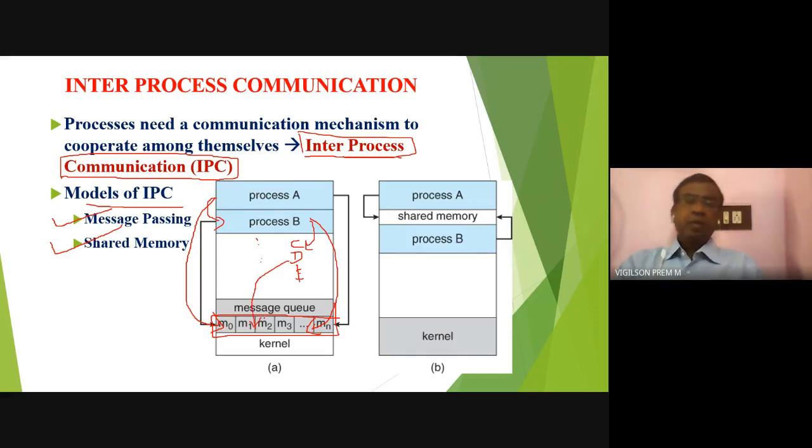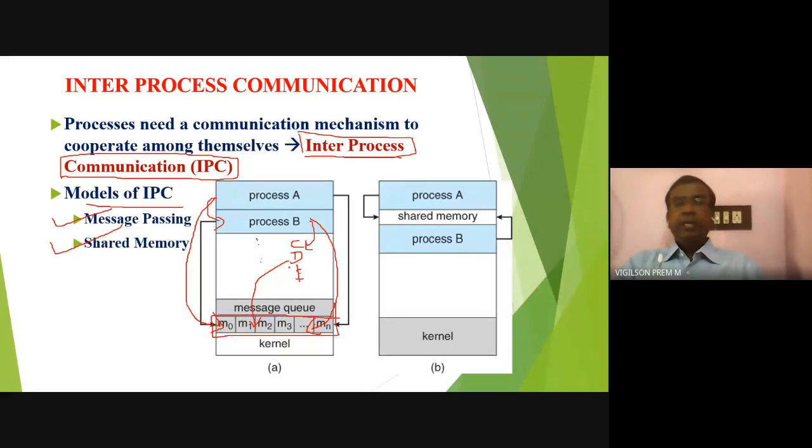So whenever a process wants to communicate with another process, it will convey the contents through messages. That message will be placed in the message queue. That we will discuss in the next class.